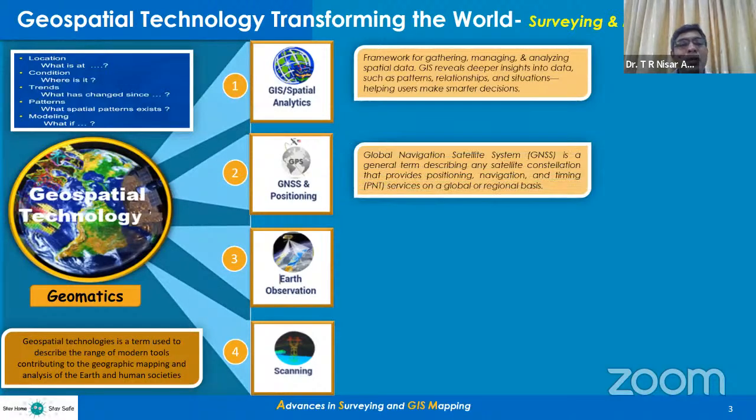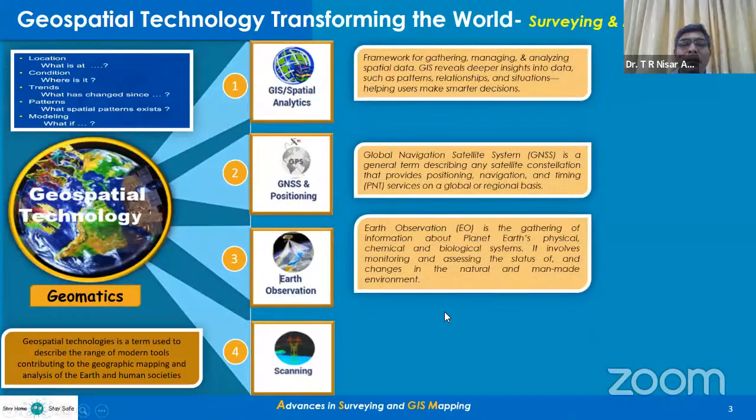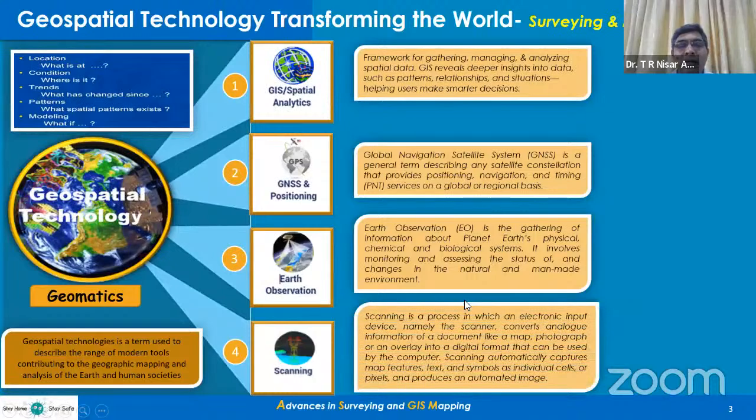The second component is GNSS, the global navigation satellite system. It's a general term, where we have the GPS, even Indian GPS is there, Russian GPS is there, China's GPS is there, European Union GPS is there. So all come under GNSS. And then the third one, which we are familiar with, is the various types of satellites. The fourth one is the state of the art of scanning. LiDAR is there, and other active remote sensing processes.